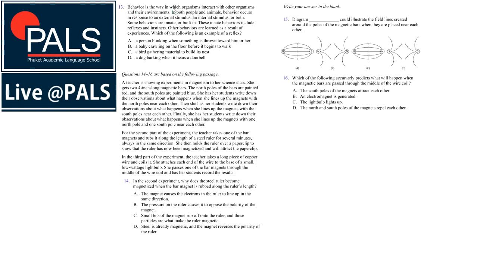Behavior is the way in which organisms interact with other organisms and their environments. In both people and animals, behavior occurs in response to an external stimulus, an internal stimulus, or both. Some behaviors are innate or built in. These innate behaviors include reflexes and instincts. Other behaviors are learned as a result of experiences. Which of the following is an example of a reflex?